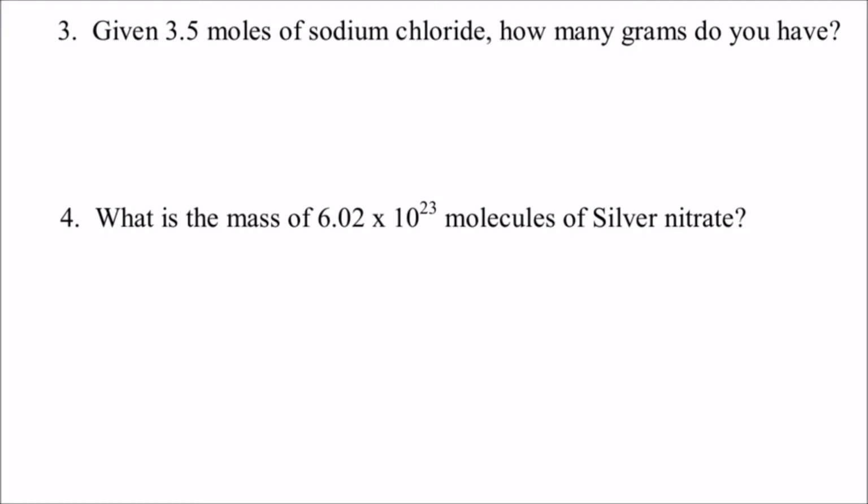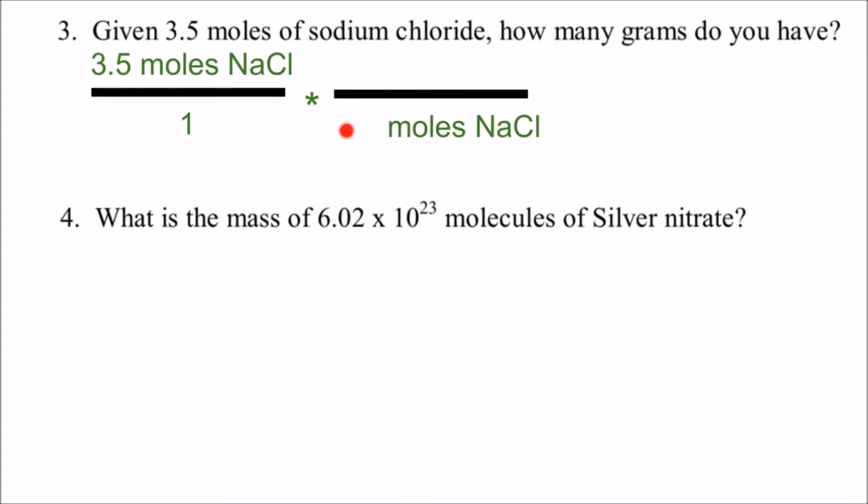The first thing we want to do is put our given over 1. Since we have moles of sodium chloride on top, then you have to have moles of sodium chloride on bottom. But how many moles go on bottom? Remember, the answer to that question is always 1. So what does 1 mole of NaCl equal? Well, it can either equal the molar mass in grams of NaCl, or it can equal Avogadro's number of atoms, particles, or molecules of NaCl.